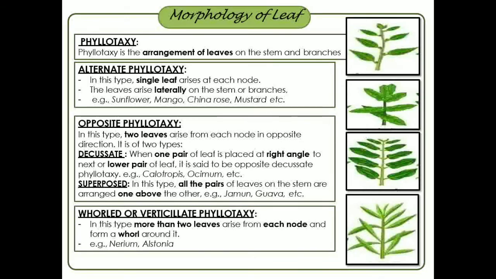In opposite type, a pair of leaves arise at each node and lie opposite to each other, as in Calotropis and guava plants. If more than two leaves arise at a node and form a whorl, it is called whorled, as in Alstonia.